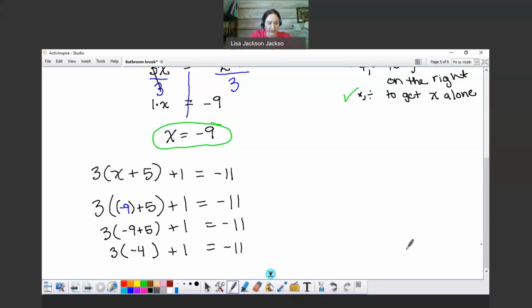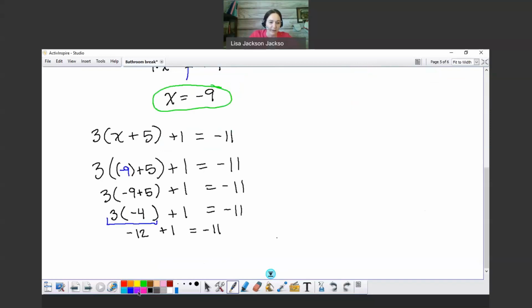Okay, so parentheses inside to outside. My next step would be exponents. We have none. My next step would be multiply or divide. I have this multiplication right here. 3 times negative 4 is negative 12 plus 1 equals negative 11. Following the order of operations, I have an addition to do. Negative 12 plus 1 is negative 11 equals that negative 11.